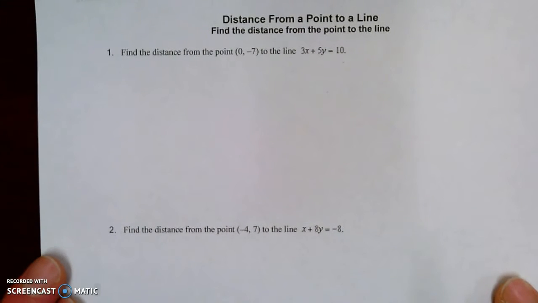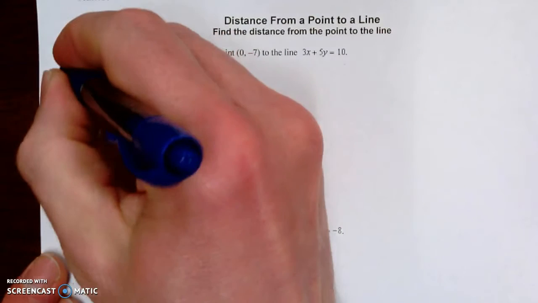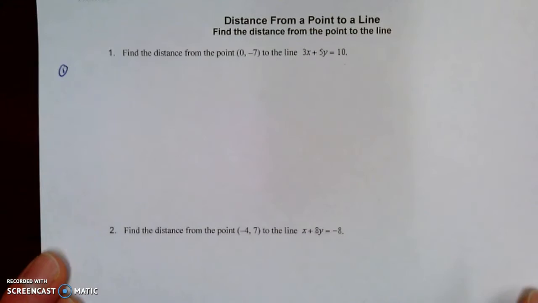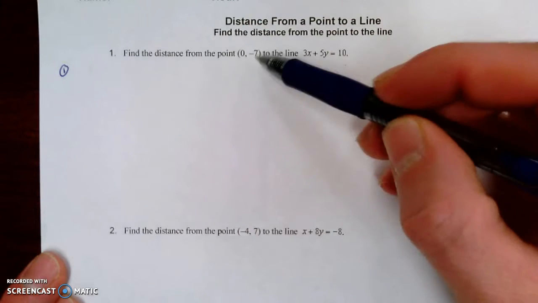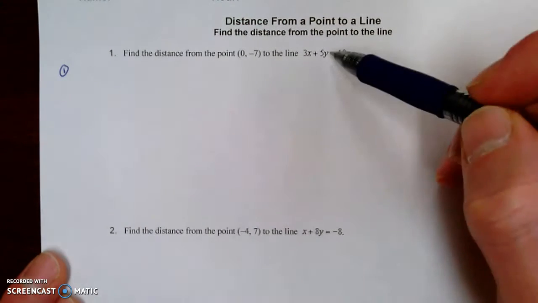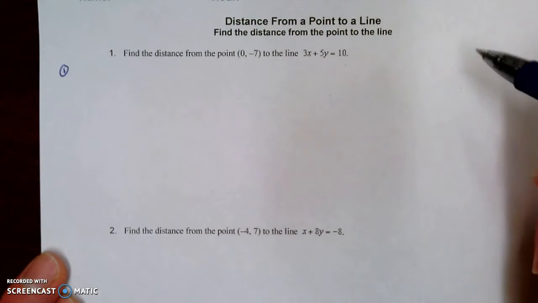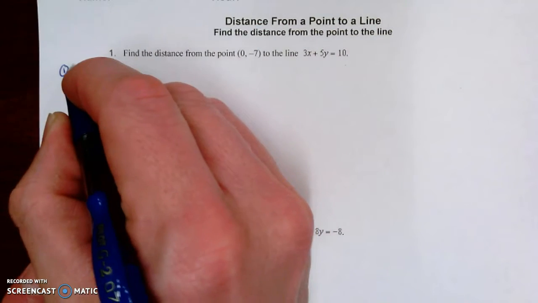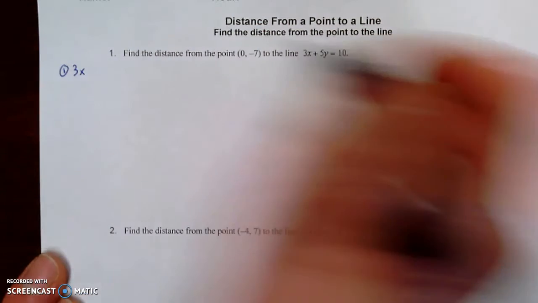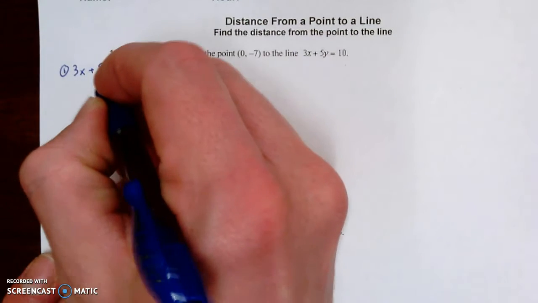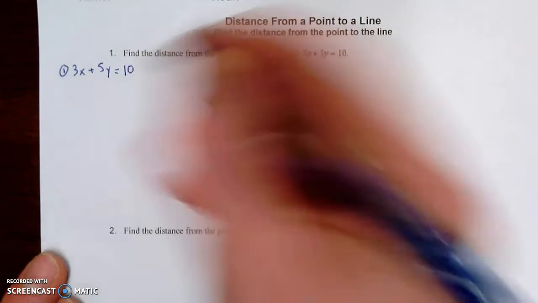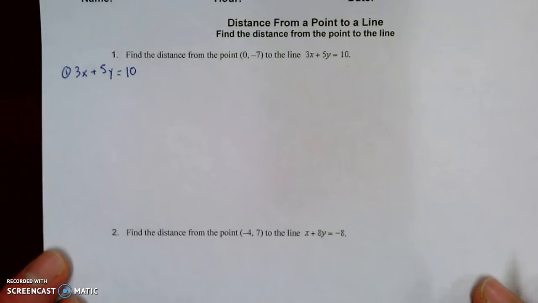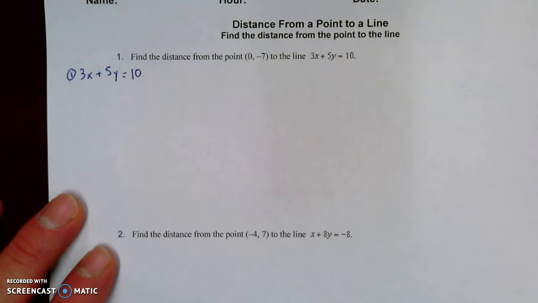Okay, so step 1, and I'll put a little 1 up here, is just go ahead and rewrite our equation for this line. So we're finding the distance from this point to this line. We want to rewrite this equation in slope-intercept form. So I've got 3x plus 5y equals 10. And I'm not going to write out every single tiny little step on these, so you're going to have to pay attention as we go along.